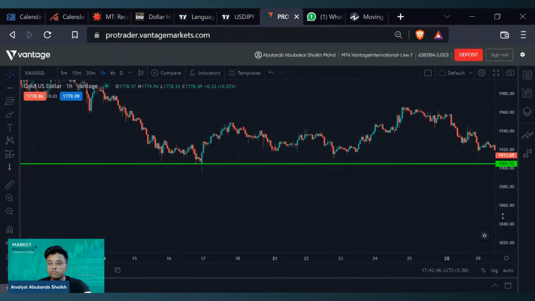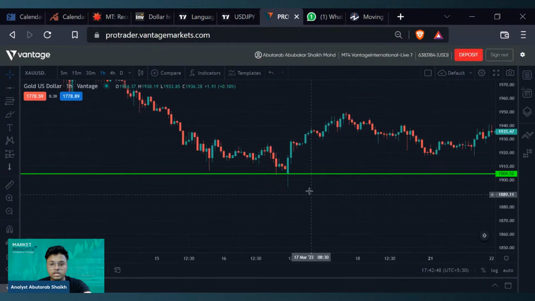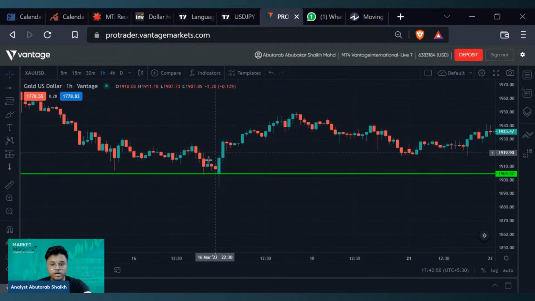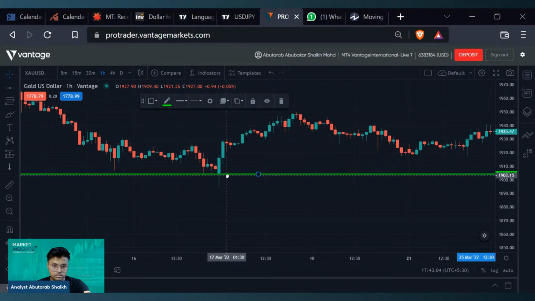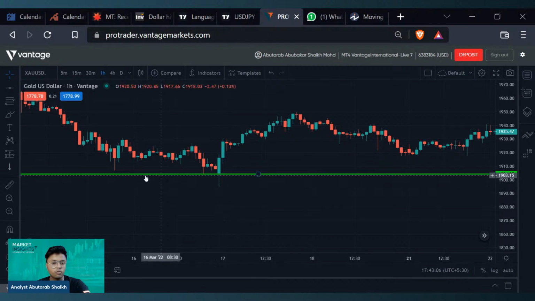Now the good thing about supports and resistances is that you can discount these wicks. You already know these wicks, right? This is the real body of the candlestick, and this is the wick of the candlestick. So you can discount these wicks. You can let them float below this line. So I'm letting them float below this line. So this is the first point where it tested this particular support level, which is 1904. We are talking about gold, and it is an hourly chart.